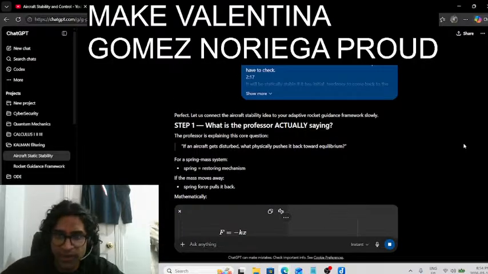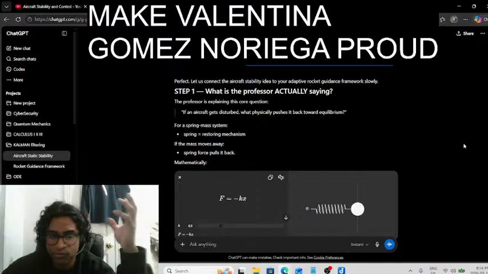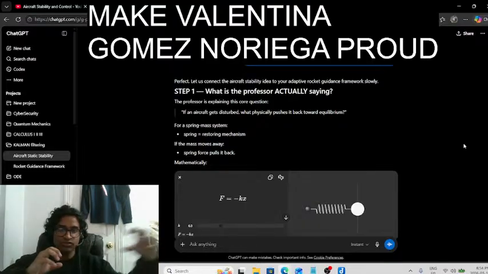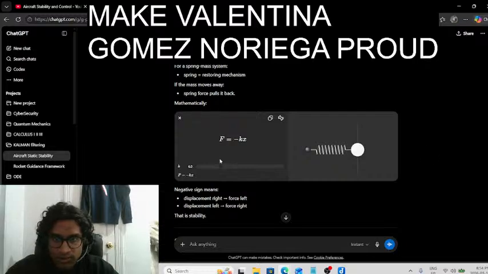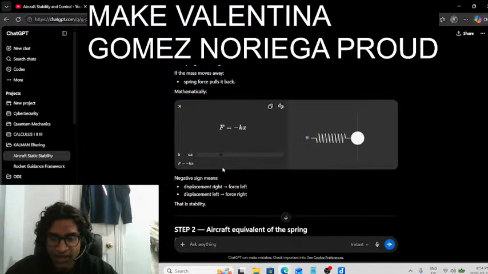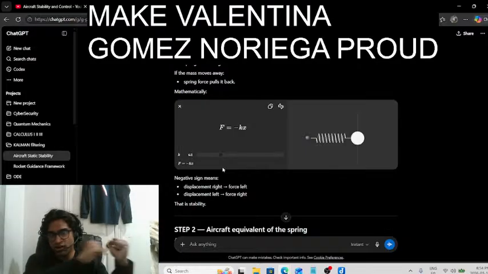Okay, so if the aircraft gets disturbed, what physically pushes it back towards equilibrium? For a spring mass system, the spring is a restoring mechanism. If it moves away, the spring force pulls it back. The negative sign means displacement to the right gives force to the left, and displacement to the left gives force to the right. As you squeeze, it'll try to push back. As you pull, it'll try to pull back.